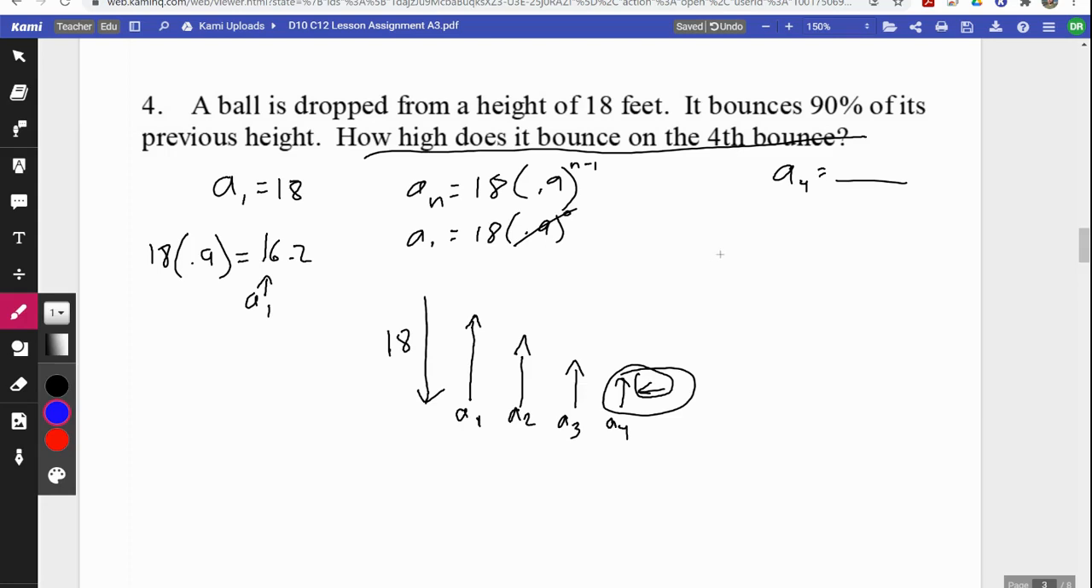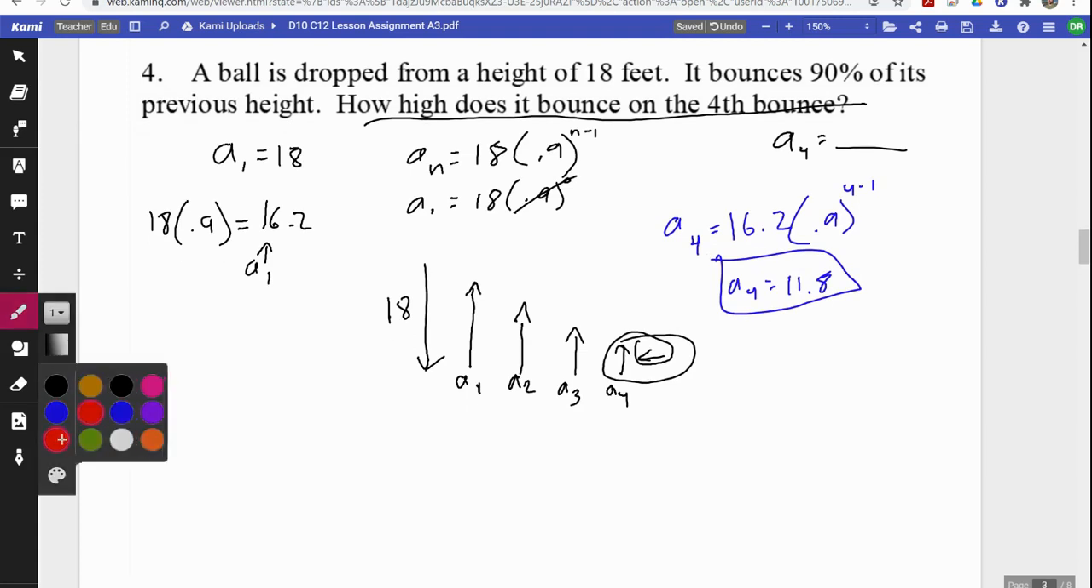You could also just figure out what on the fourth bounce would be the fifth height. So you could find a sub 5 in this situation and still use 18 as your starting amount. But I tried to view it this way. So 16.2 times 0.9 to the 4 minus 1 power. And you would get 11.8.